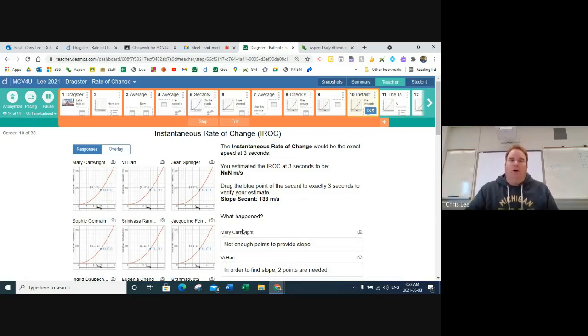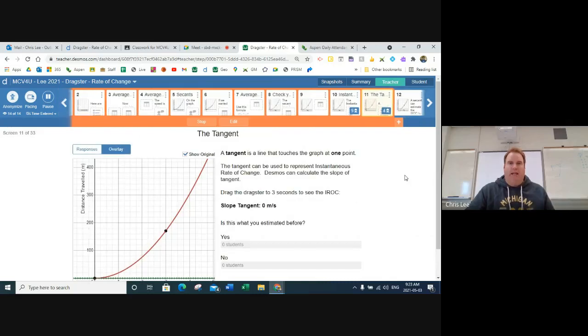All right, so how do I find the slope at a single point? Well, let's just go one step further. So I'll unpause this and go to one more screen and get you to imagine that instead of finding a slope, you would find a tangent. Or sorry, instead of finding a secant, you would find a tangent.